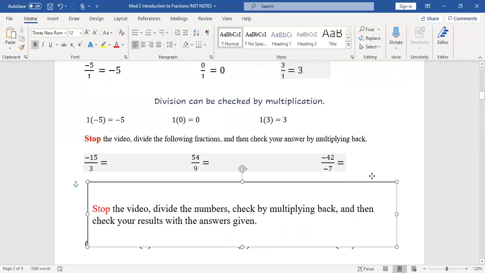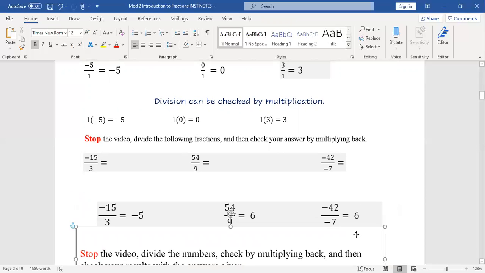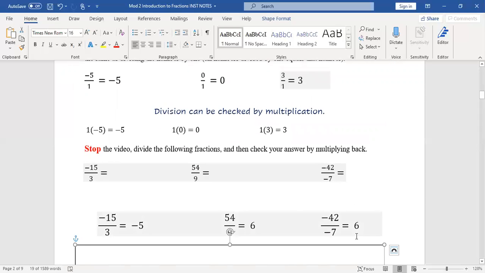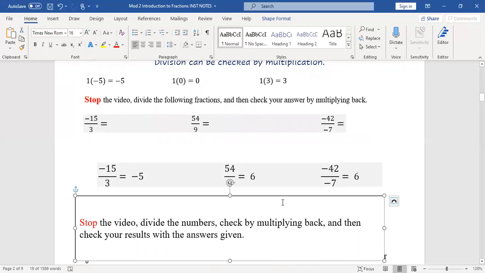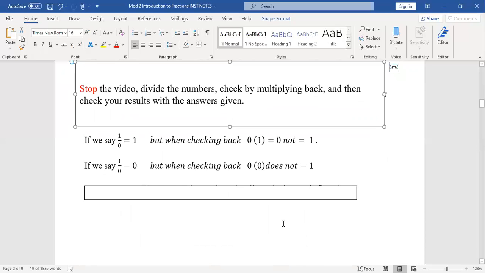So how'd you do? If I take -15 divided by 3, I'm going to get a -5. Because remember, a negative divided by a positive gives you a negative number. And then I can check that back because -5 times +3 gives me a -15.